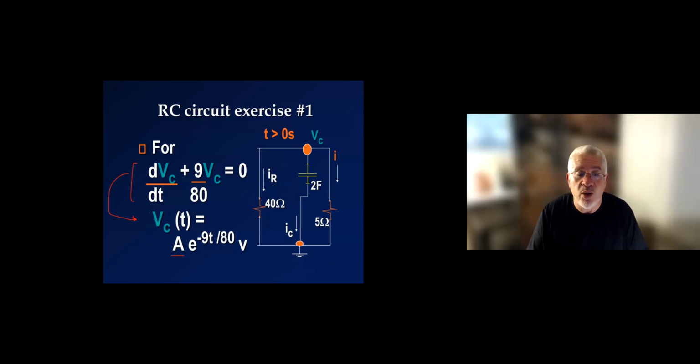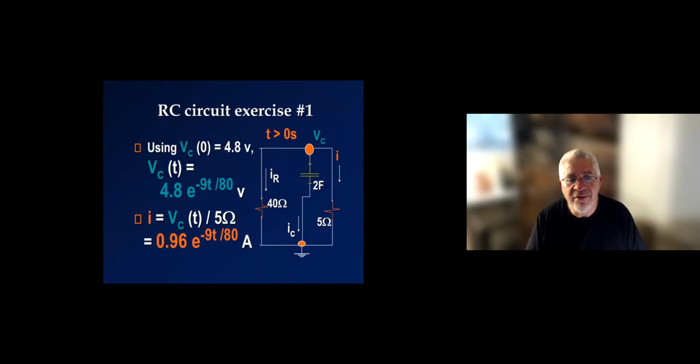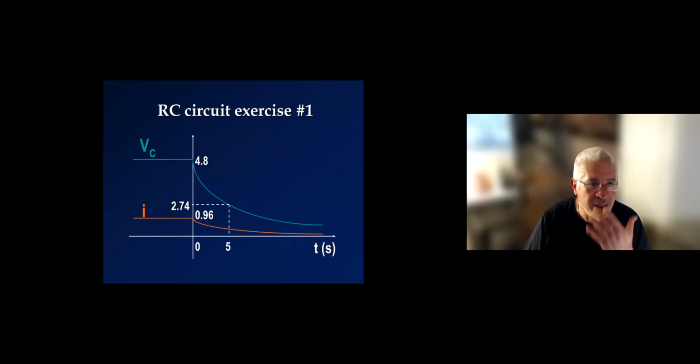Okay, and then I'm going to apply the initial condition at 0 because that's when the switch opens. And I'm going to say VC at 0 is equal to 4.8. Okay, and that gives me the value of A. And once I have VC, I can calculate I by simply dividing VC by the resistance 5 ohms. So again, if we plot these, that's what you get.